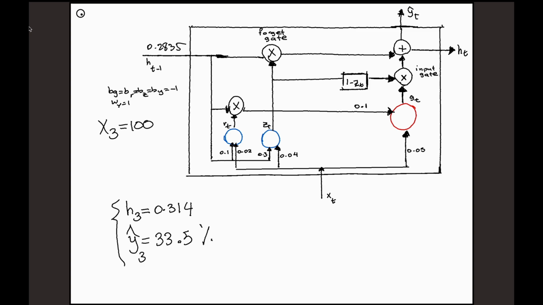LSTM was a mess, in my opinion. It had a lot of connections, probably an unnecessary two states, C and H, that needed to be carried forward. And also you had an output gate that we don't have here. So the GRUs are simpler, and in practice, they perform almost the same as LSTM.